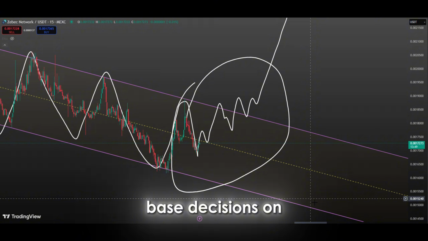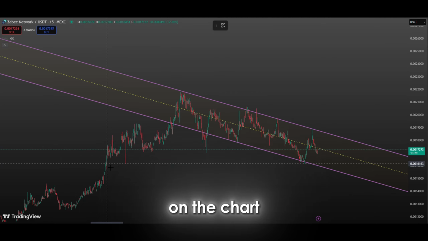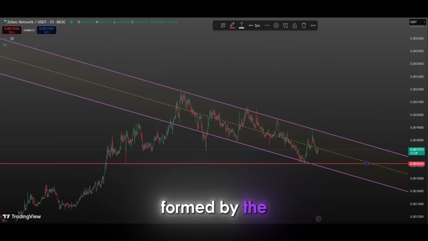However, we can't base decisions on channels alone. Let's take a look at the other metrics as well. Stay tuned. One of the most important structures on the chart is the recent bottom area formed by the price.